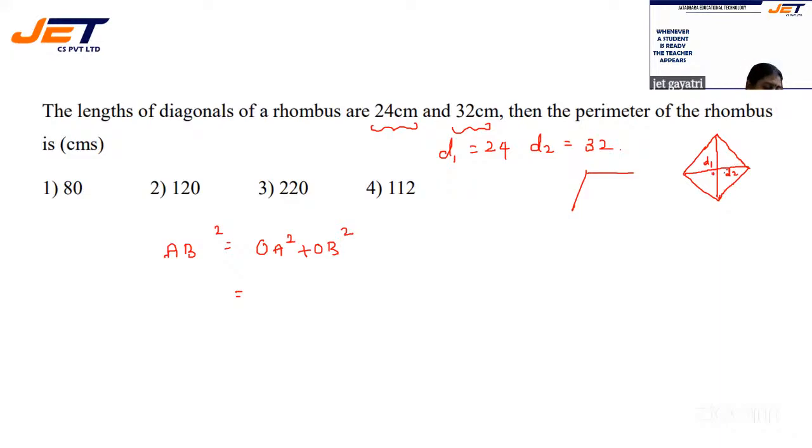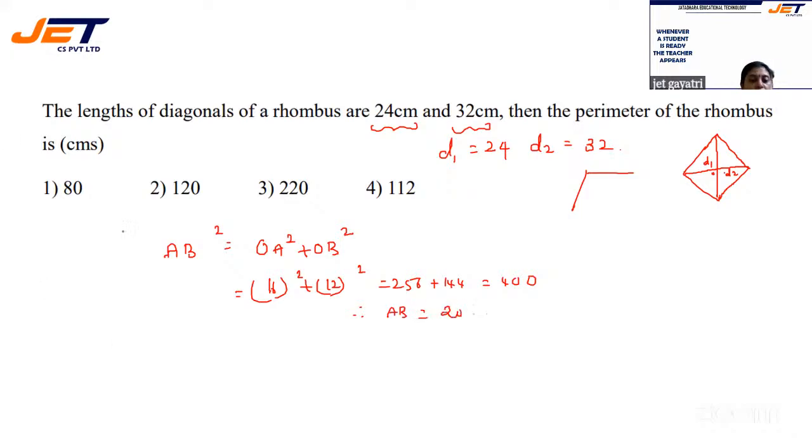With this we will be able to find what AB is, which is nothing but OA square plus OB square. That is 16 the whole square plus 12 the whole square. So 16 square plus 12 square is 256 plus 144, which gives 400. And with this, the side AB will be 20.